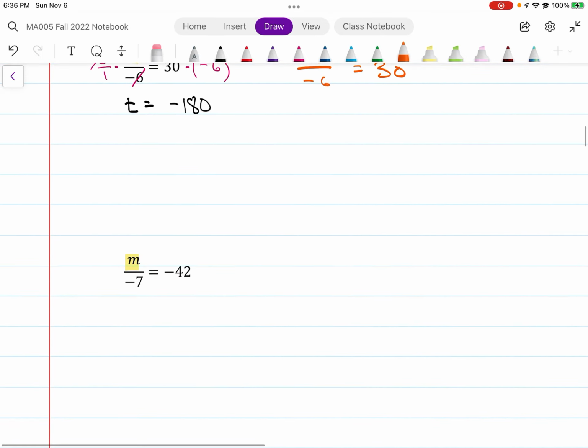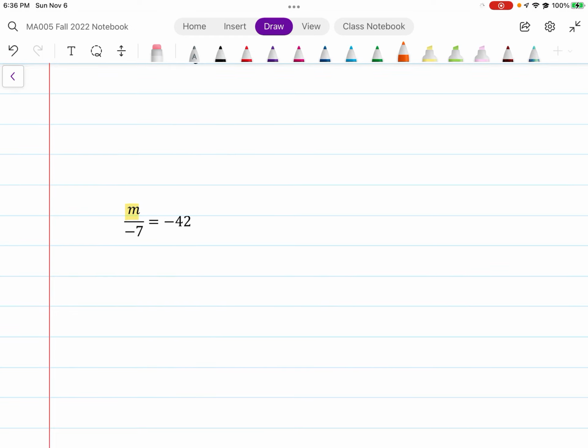Okay, next one. Why don't you try this one if you haven't already? All right, m is being divided by negative 7, so I need to multiply both sides by negative 7. And for some silly reason, I decided to not put this on my key, so I'm going to work this out with a calculator while I talk here on the video. And my negative 7s are going to cancel out, and I get m equals negative 7.